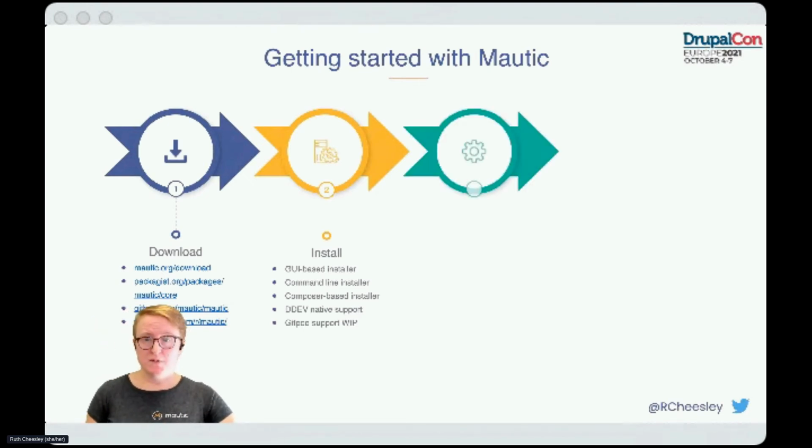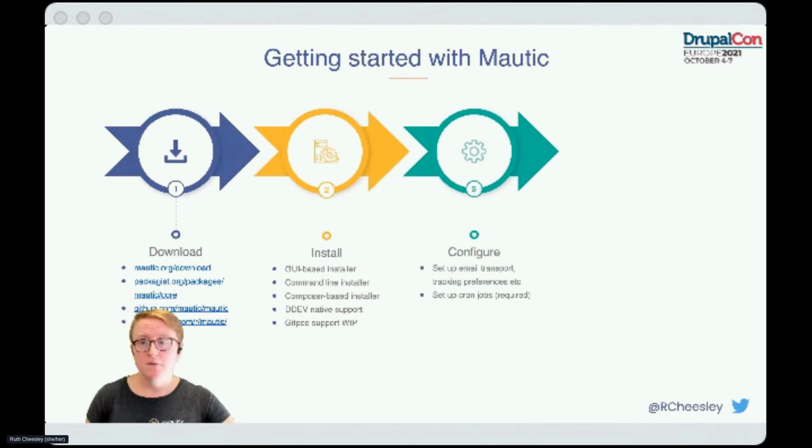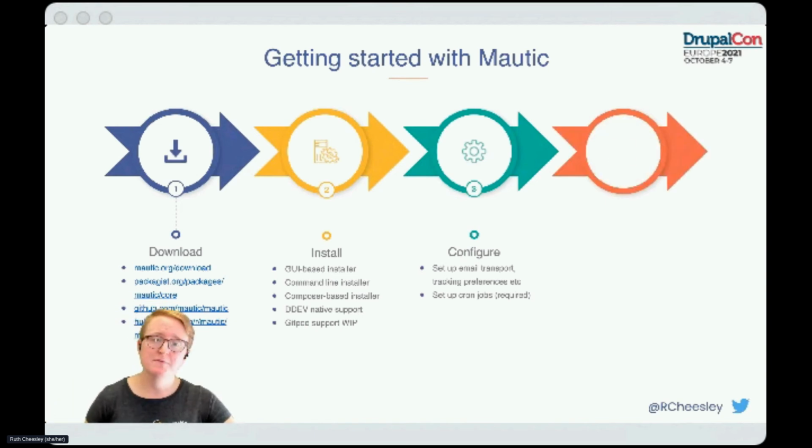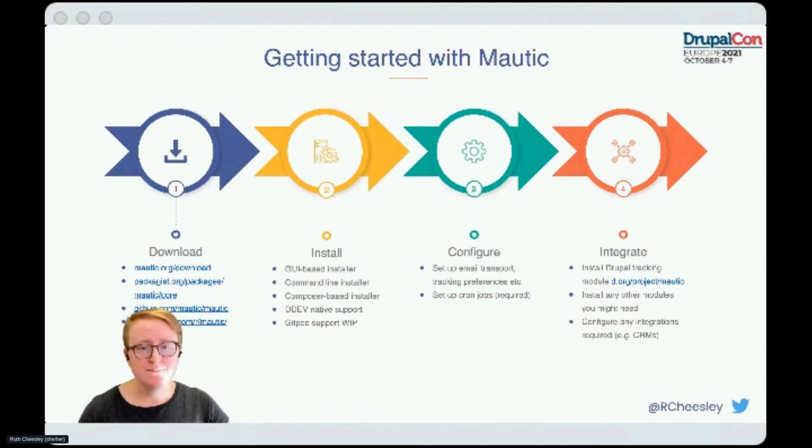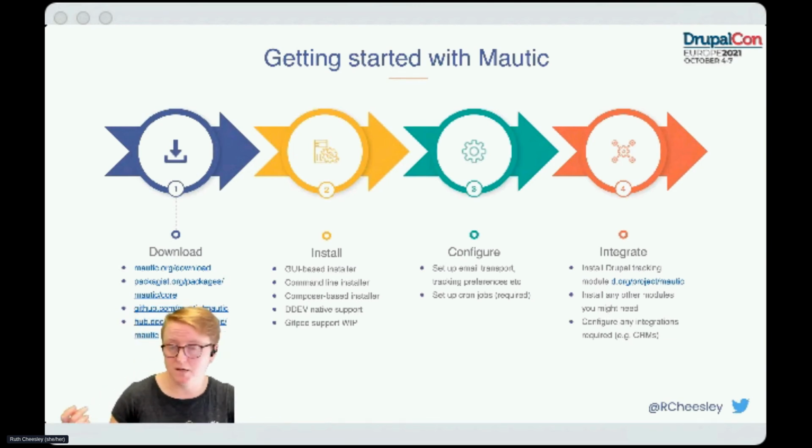Once we've installed, we then have to run through the configuration, and choose what email transport we want to use. That might be the default using your email server, but it could also be Amazon SES or MailJet or SparkPost or SendGrid or any of the providers that we support, or a custom SMTP integration. And as I mentioned earlier, setting up the cron jobs, which makes everything happen in MoreTick. It's a bit like the engine that keeps things running. And then we integrate with our Drupal website: we install the module and set that up and connect it up, install any other modules that you might need, configure any integrations like with content, customer relationship management tools and the like, and then we're ready to go.